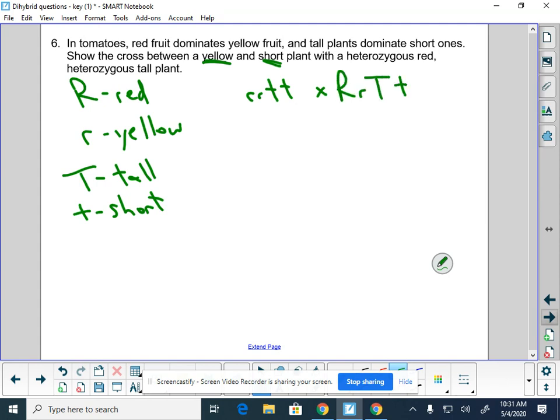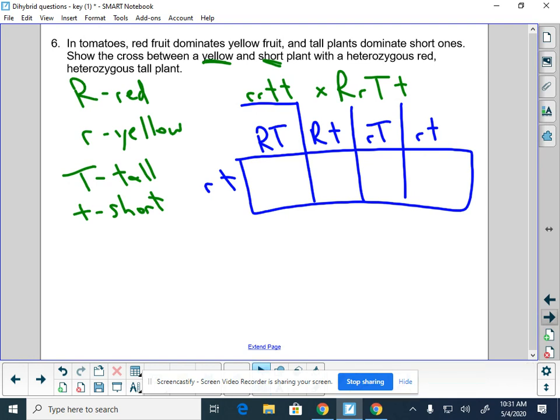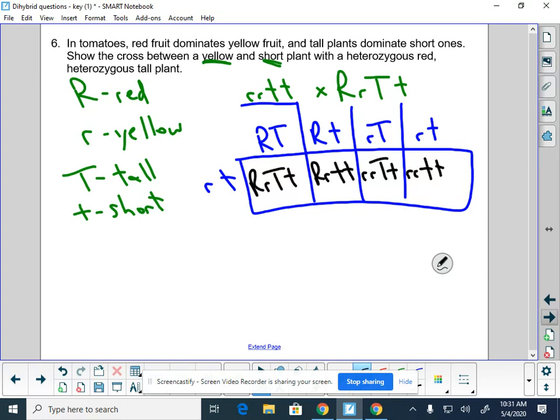So from the first parent, you only have one possible gamete. For the second parent, big R, big T, big R, little t, little r, big T, little r, little t. So we got a 4 times 1 Punnett square here. Get a different color. So we got a big, little, big, little, big, little, little, little, little, little, big, little, little, little, little, little. Phenotypic ratio.